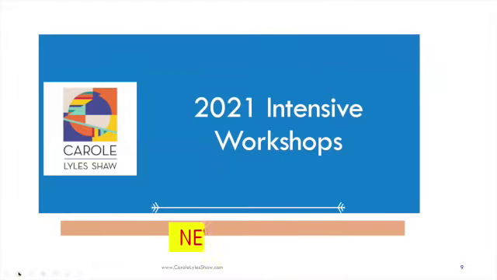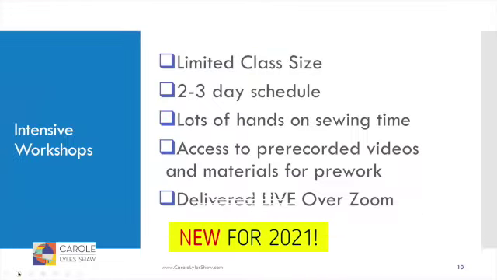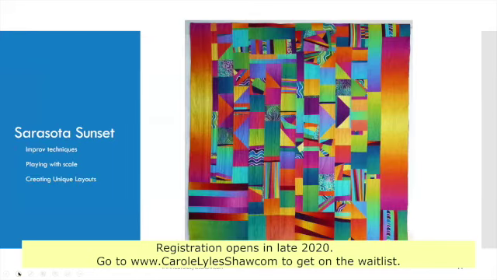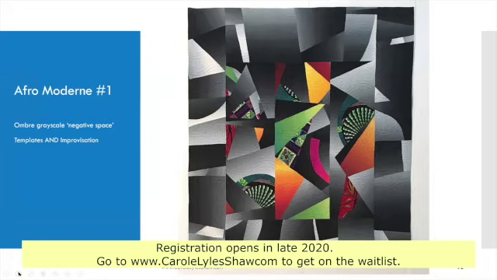My 2021 intensive workshops, which are new, will be limited in class size. They will be conducted over 2 or 3 days, and there's going to be lots of hands-on sewing time. In addition, you'll also have access to some pre-recorded videos and materials for pre-work, and of course, they'll be live over Zoom. Sarasota Sunset is one of the intensives that I'll be offering in 2021, and also Afro Modern, #1. This is also an improvisational quilt that actually is based on templates.